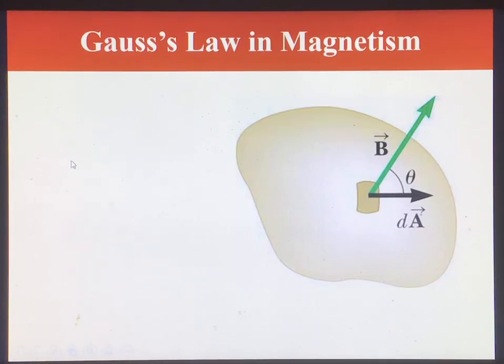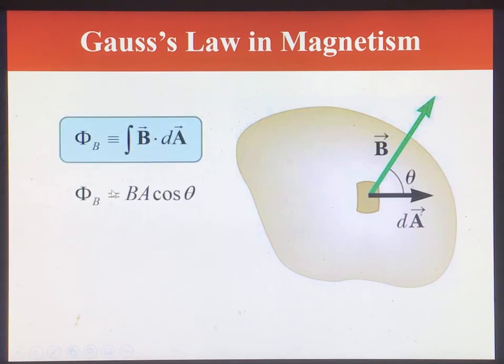In this video, we're going to wrap up chapter 29 by talking about Gauss's law in magnetism. Suppose we have a surface right here, and we have the magnetic field vector, and this is the direction of the area vector. If there is some angle theta between my magnetic field vector and my area vector, then I can define the magnetic flux. It's given by this equation right here.